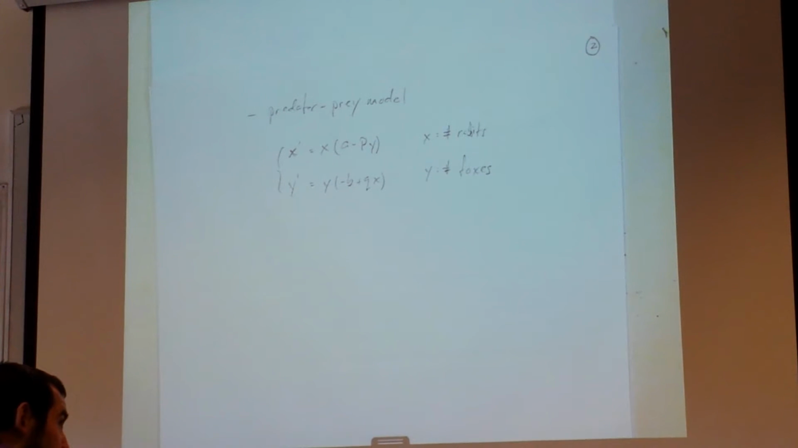Yeah. So the larger y is, the more negative x prime is. Yeah, that's something you can see there. And that's something that's in future chapters. Okay. All right.